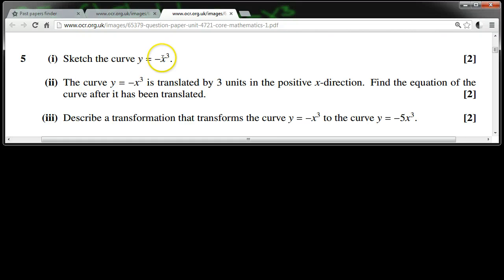Sketch the curve y equals minus x cubed. The curve y equals minus x cubed is translated by 3 units in the positive x direction. Find the equation of the curve after it has been translated. Describe a transformation that transforms the curve y equals minus x cubed to the curve y equals minus 5x cubed.